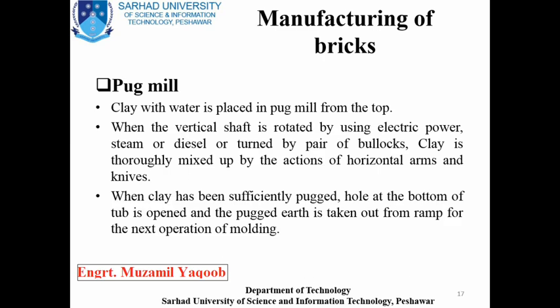In the pug mill, the clay and water are placed from the top, then the vertical shaft is rotated by using electric power or a generator. After that, the hole at the bottom of the tub is opened and the pugged earth, or the pugged mixture, is taken out for the next stage.